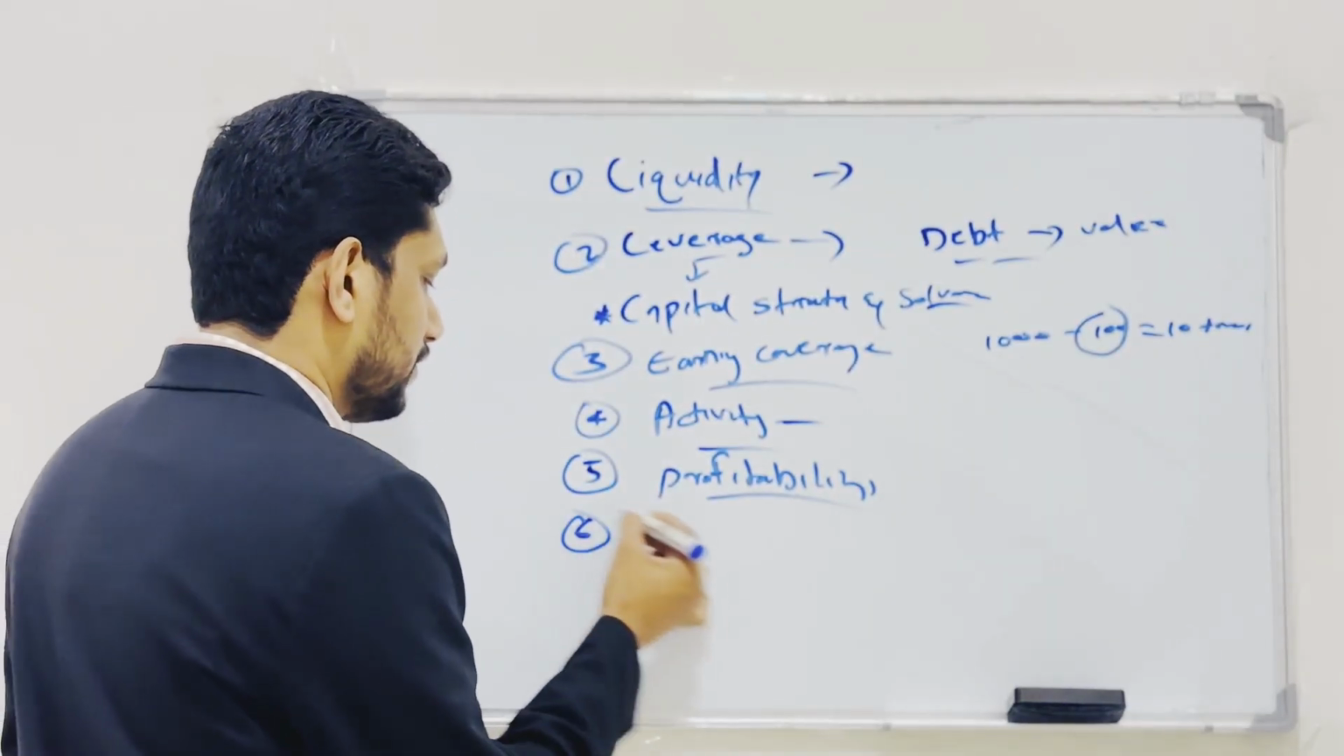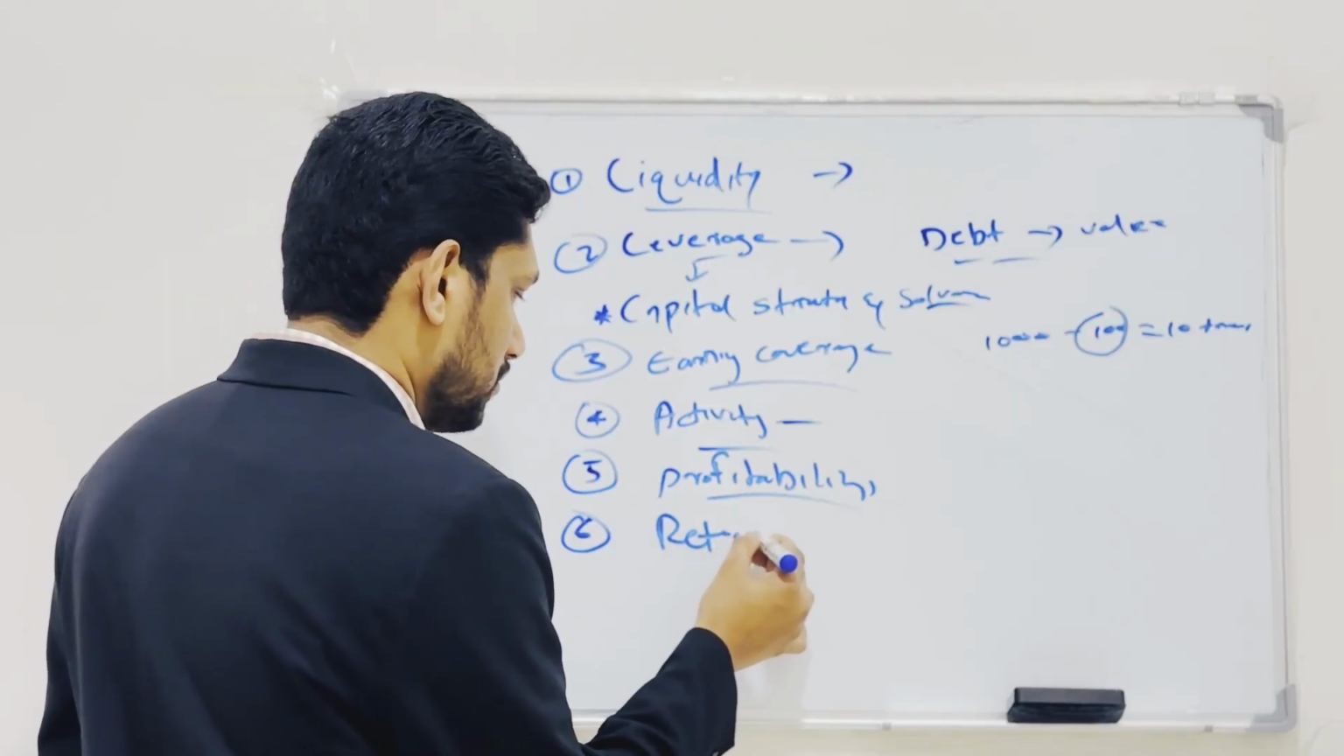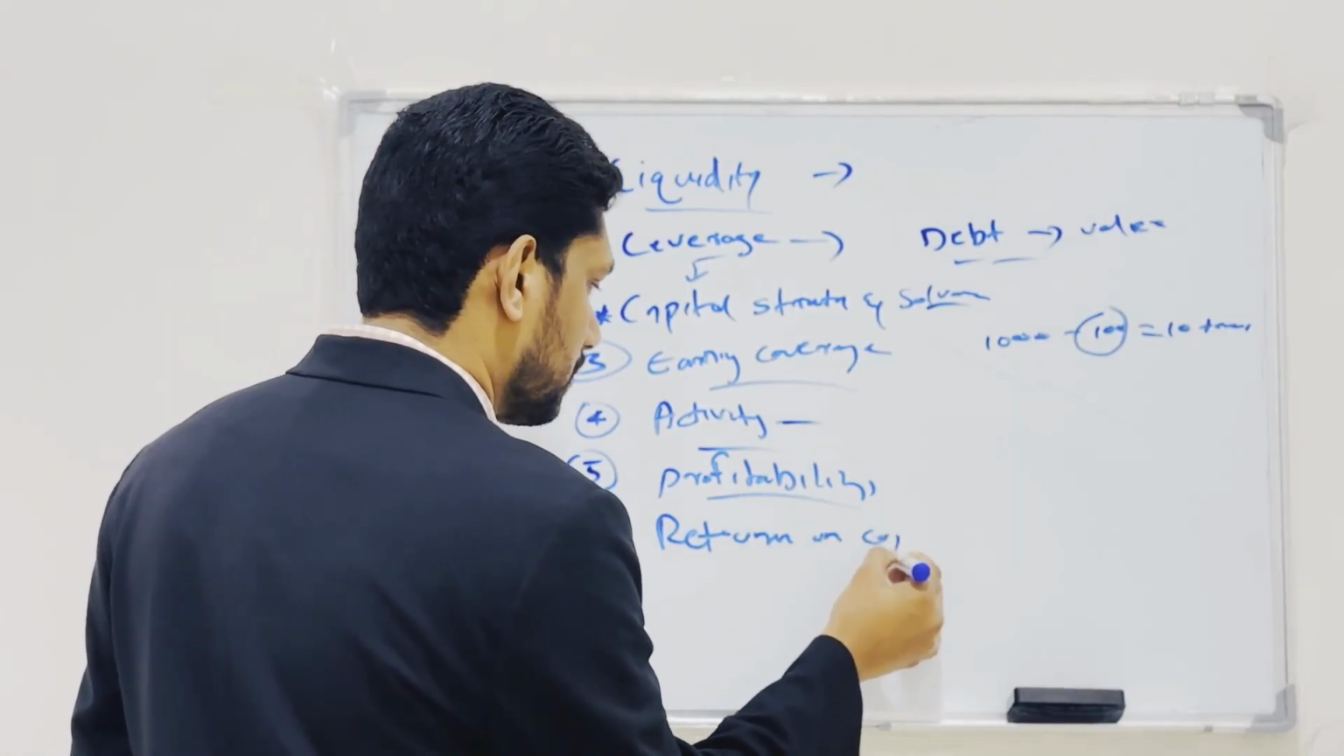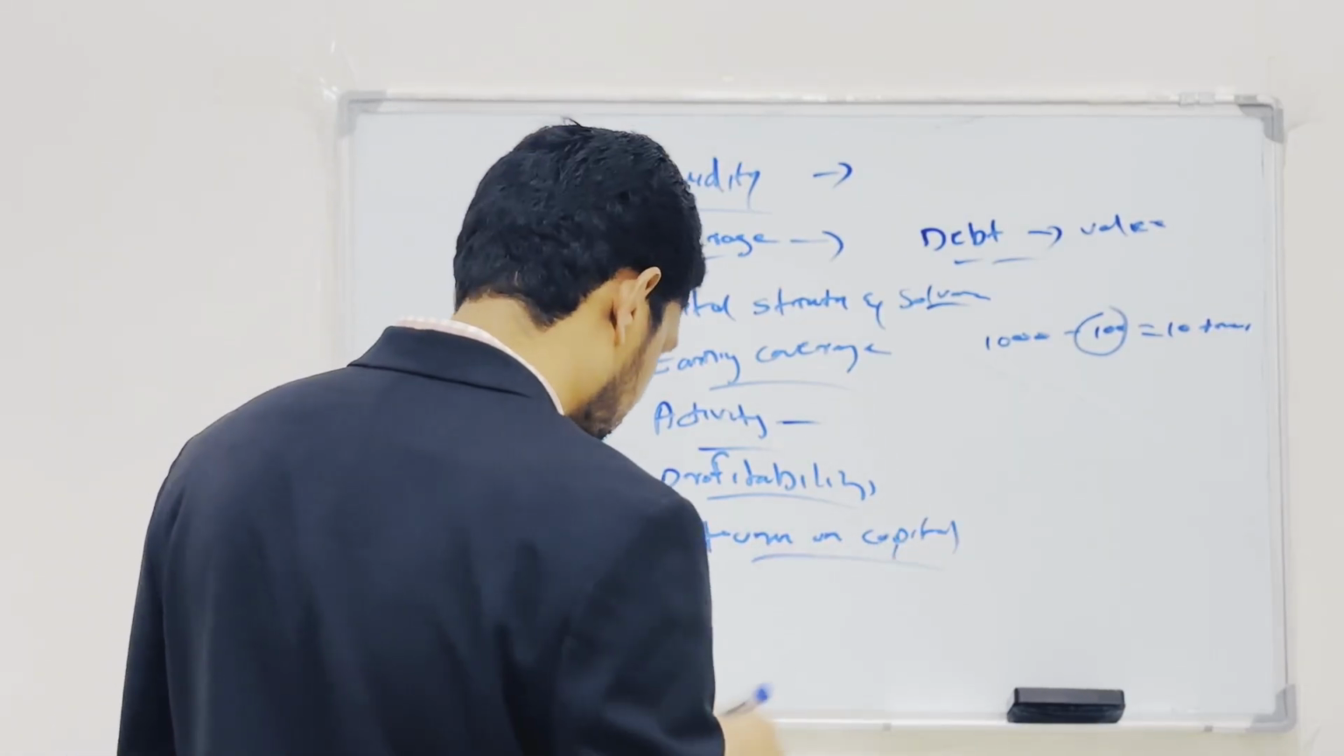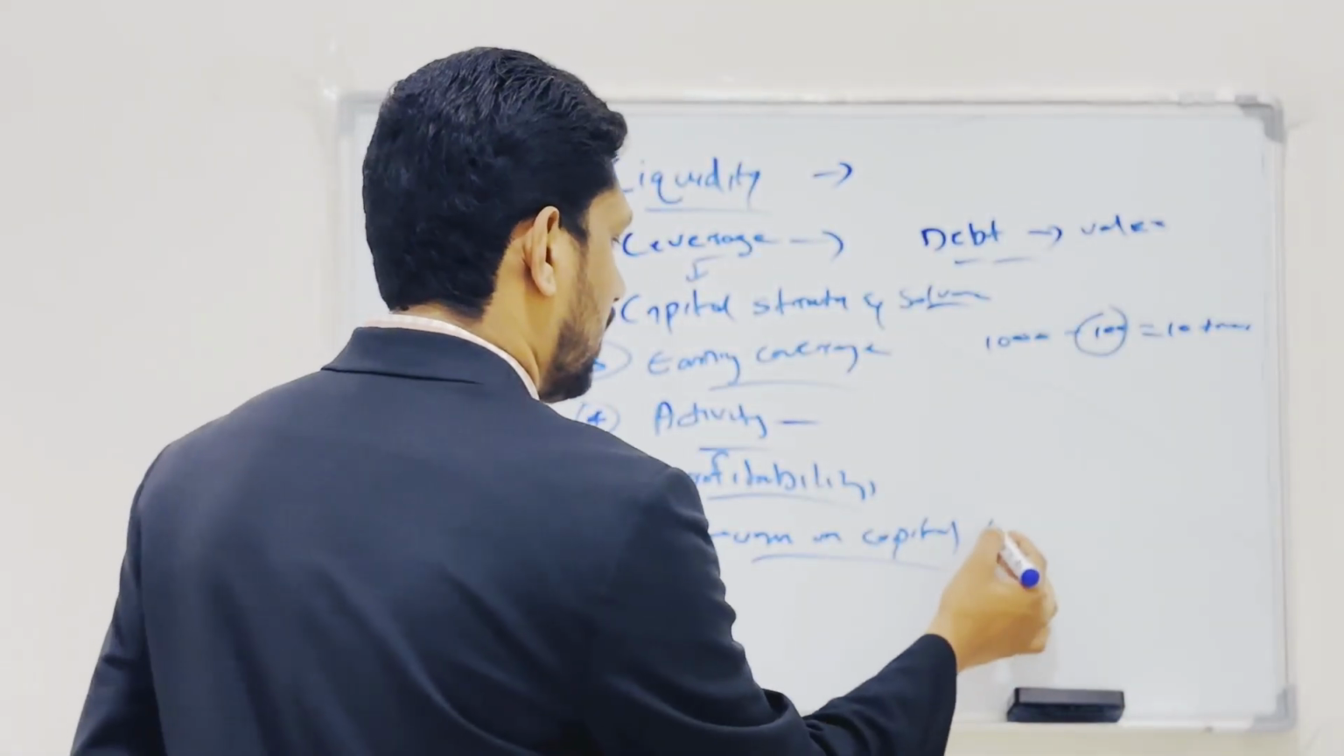The sixth category we discussed is return on capital. Return on capital, or return on assets.